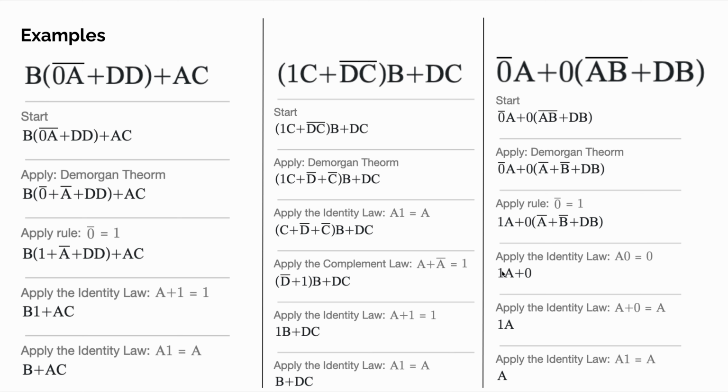Next, we can apply the identity law. Any value or 0 is just equal to that value, so it's just equal to 1 and A. Next, applying the identity law, any value and 1 is just equal to that value. So A and 1 is just going to equal A.